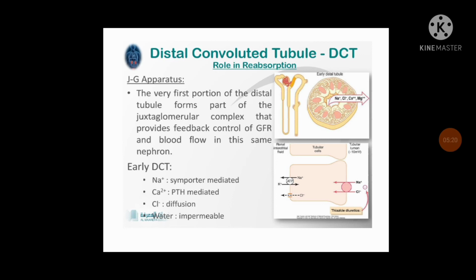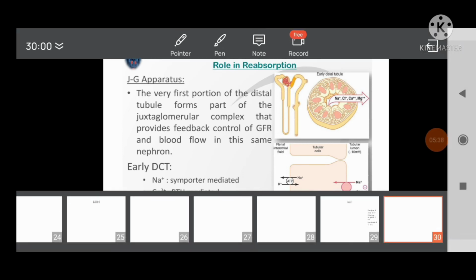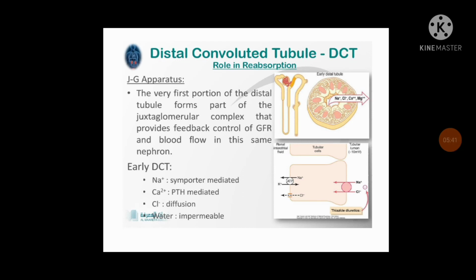Okay, and another important thing in the distal convoluted tubule is that it has a juxtaglomerular apparatus. When it comes in contact with the afferent vessels of the glomeruli, some of the cells of the distal convoluted tubule have specialized cells which are called macula densa. Okay, so these are going to detect the sodium and chloride levels.